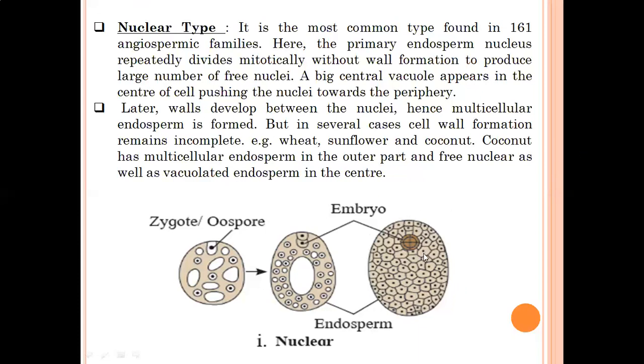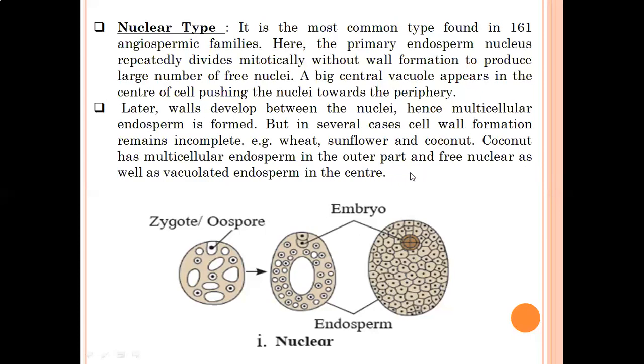This endosperm is multicellular, but in several cases, cell wall formation remains incomplete. That is, in wheat, sunflower, or coconut, this cell wall formation does not complete. Coconut has a multicellular endosperm in the outer part, and free nuclear as well as nucleated endosperm in the center. See, coconut has many cellular endosperm like this in the outer part.